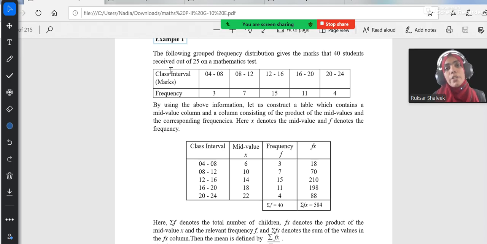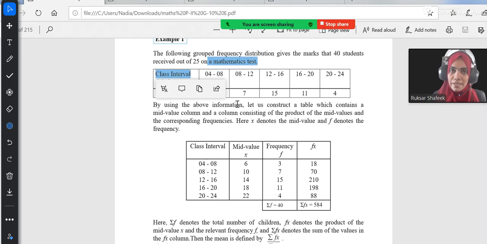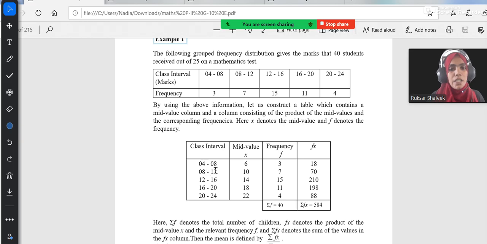So the first step in this one: the following grouped frequency distribution gives the marks that 40 students received out of 21 on a mathematics test. So they have the class interval, they have the frequency. So we found the mid value. So 4 to 8, 4 add 8, that would give me 12. 12 divided by 2 is 6. 8 plus 12 is once again 20. 20 divided by 2 is 10. 12 plus 16 would give me 28. 28 divided by 2 is 14. So if you look at this part as well, you have 6, 10, 14, 18, and 22.